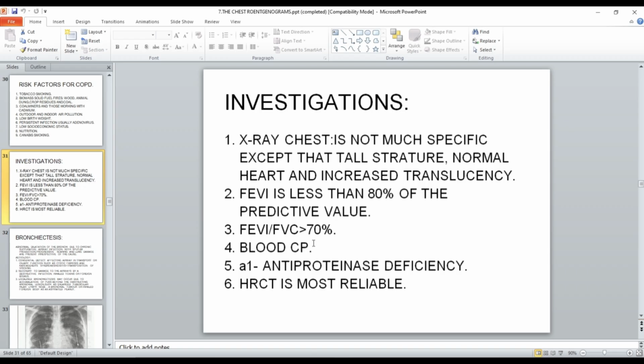In investigations, X-ray chest is not very specific except for tall stature, normal heart, and increased translucency in both lung fields. Forced expiratory volume in 1 second is less than 80% of the predicted value. The ratio of forced expiratory volume in 1 second to forced vital capacity is less than 70%. Blood counts, alpha-1 antiproteinase deficiency, and high resolution computerized tomography is most reliable.